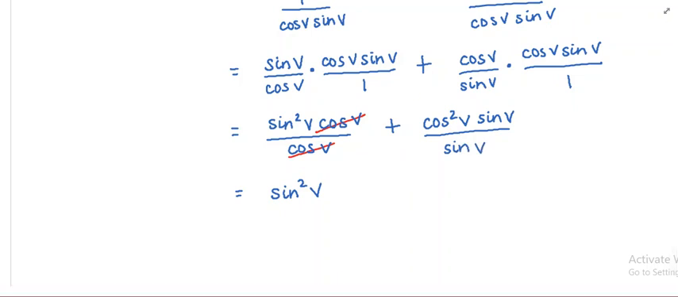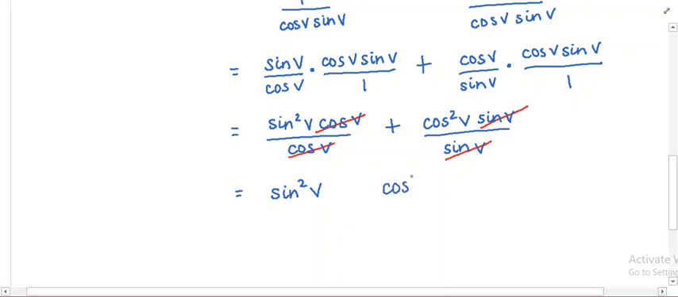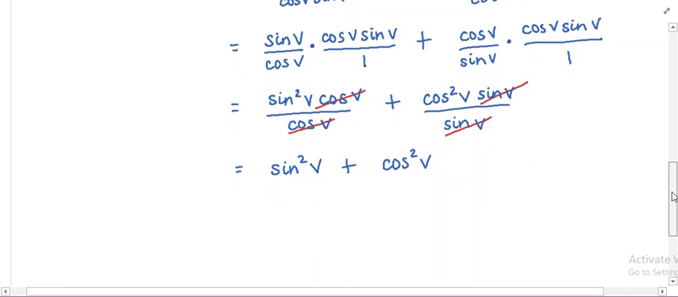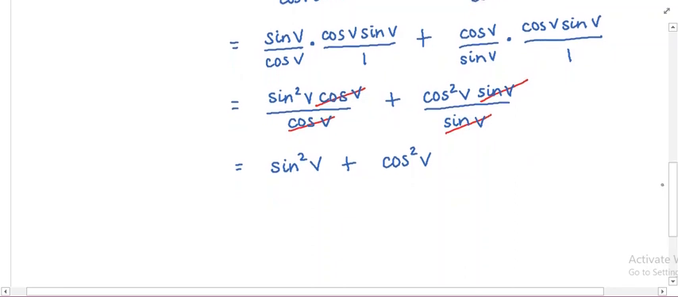Okay, now you've got a sine v in the top, 1 in the bottom. They cancel, and that's going to leave you with cosine squared of v. And don't forget the plus sign in the middle. Okay, so coming back as a whole, we are left with sine squared of v plus the cosine squared of v.